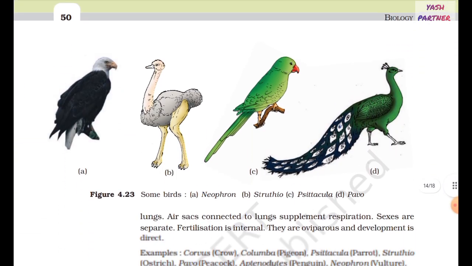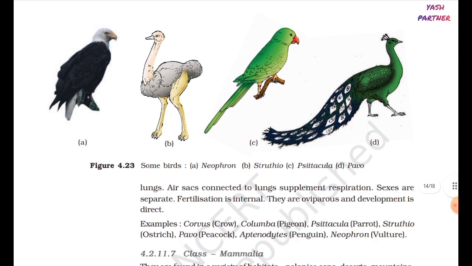Respiration is by lungs. Air sacs connected to lungs supplement respiration. Sexes are separate. Fertilization is internal. They are oviparous and development is direct. Examples: Corvus, crow; Columba, pigeon; Psittacula, parrot; Struthio, ostrich; Pavo, peacock; Aptenodytes, penguin; Neophron, vulture.